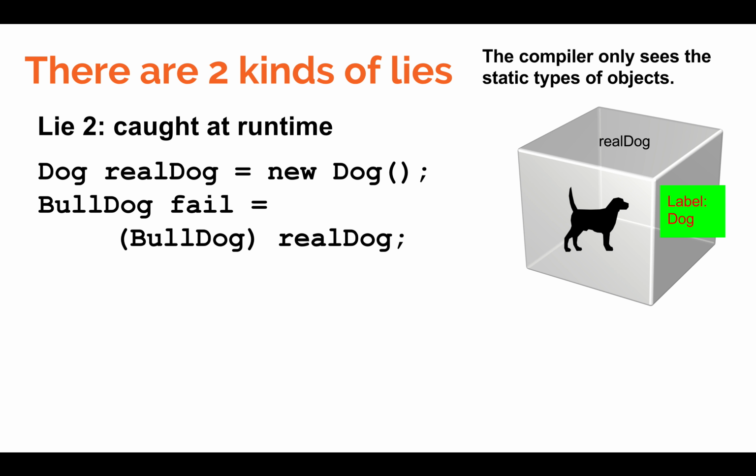So here's the first question. Does this compile? All right, I heard a no, and I heard some yeses. So someone in the yes crowd give me an answer, and someone in the no crowd give me an answer. All right, yes. I think yes, because the compiler sees that the static type of real dog is dog, and it is possible that the dynamic type could be bulldog. So it sees no problem with compiling it.